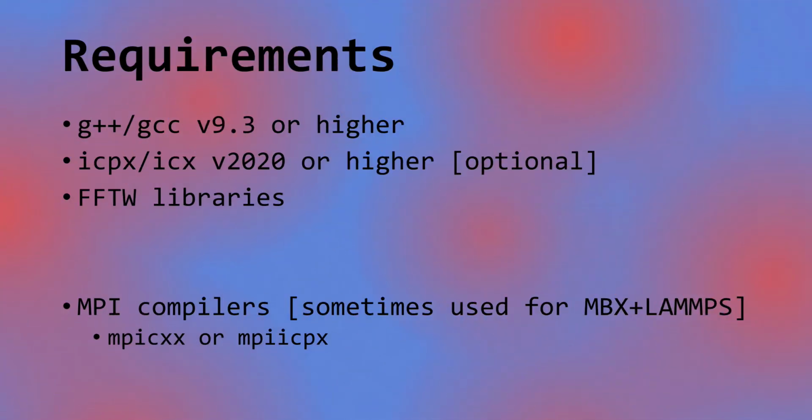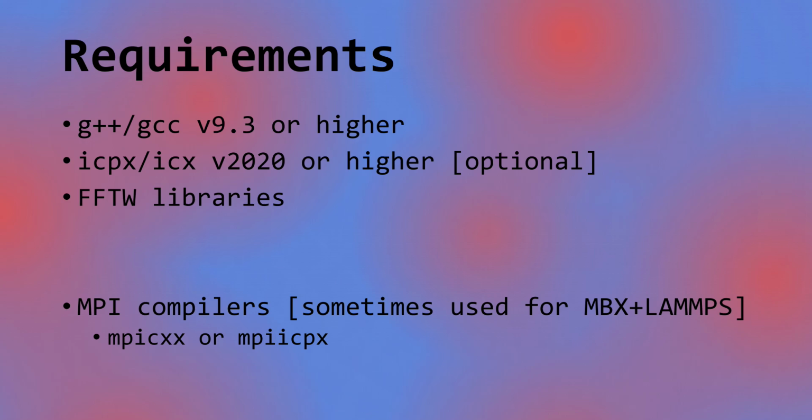First, we need to talk about the requirements necessary to compile MBX and LAMMPS. This tutorial will assume that you are using a Linux-based system, such as a supercomputer or a Linux workstation that you have. In order to compile, we need a compiler such as G++ or an Intel version such as ICPX. We will also need FFTW libraries installed on your system.